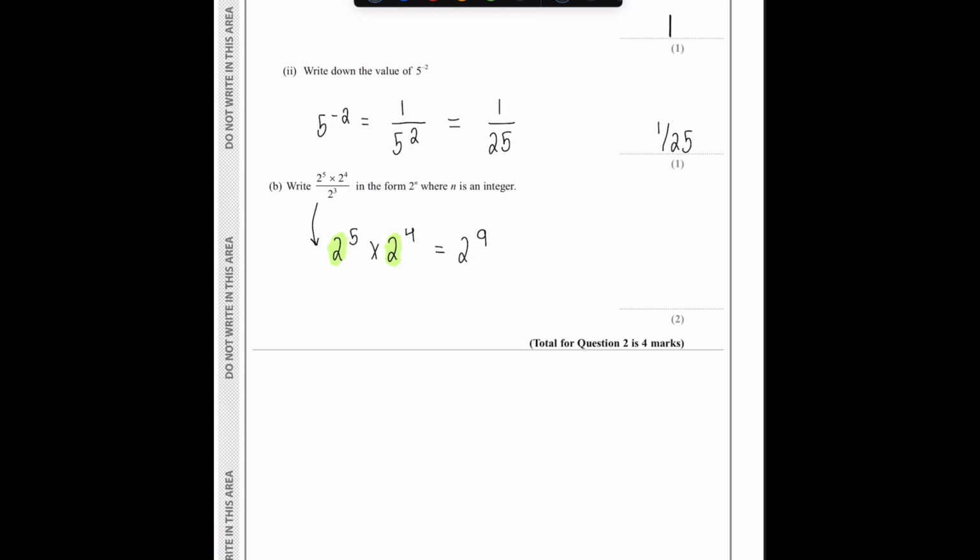So then, if we include the denominator now, we have 2 to the power 9 divided by 2 to the power 3. Same sort of method here, since we have the same base number of 2. When we divide, we subtract the powers. So then we have 2 to the power 9 minus 3, which is the same as 2 to the power 6. And that would be our final answer there. And to just double check, we have an integer as our power, which is 6, so it makes sense.